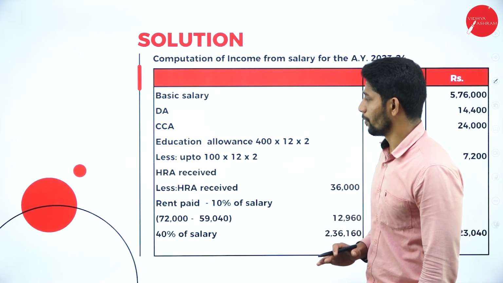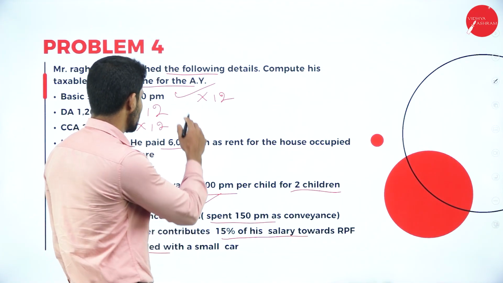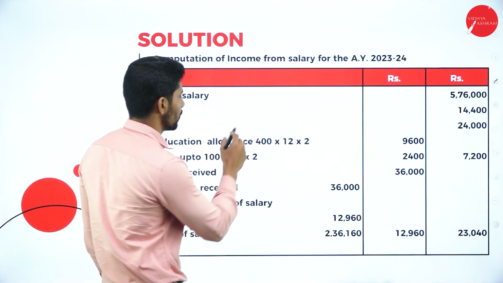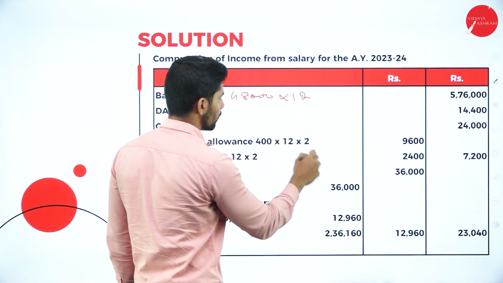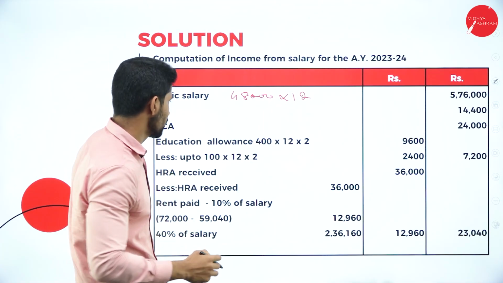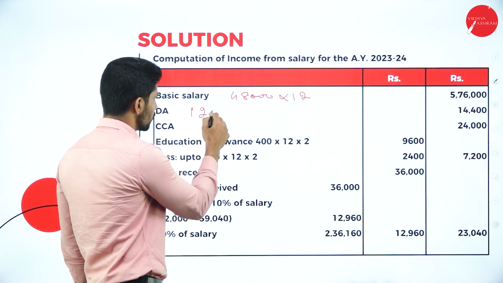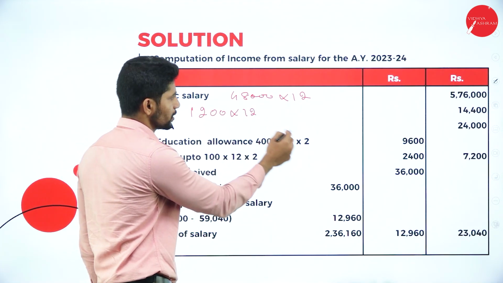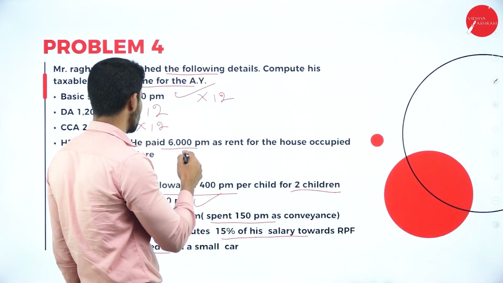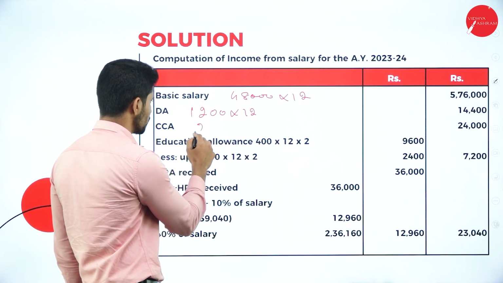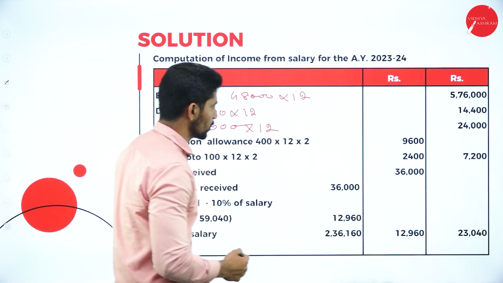Now, we will solve the problem. So, basic salary, what is the basic salary received by that person? Yes, the basic salary is rupees 48,000 per month. So, 48,000 into 12 months, you will get 5,76,000. And the second one is DA, 1,200 per month into 12 months. How much will you get? You will get 14,400. Next, CCA is given. CCA is 2,000 per month. 2,000 into 12 months, you will get 24,000.